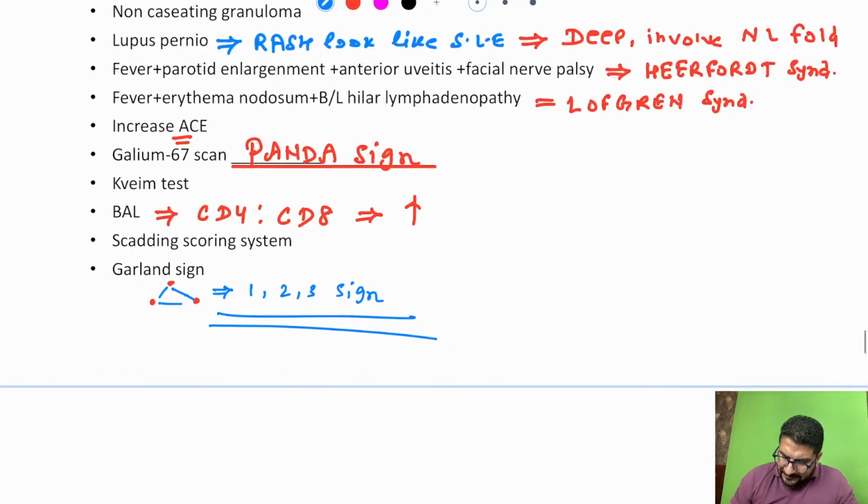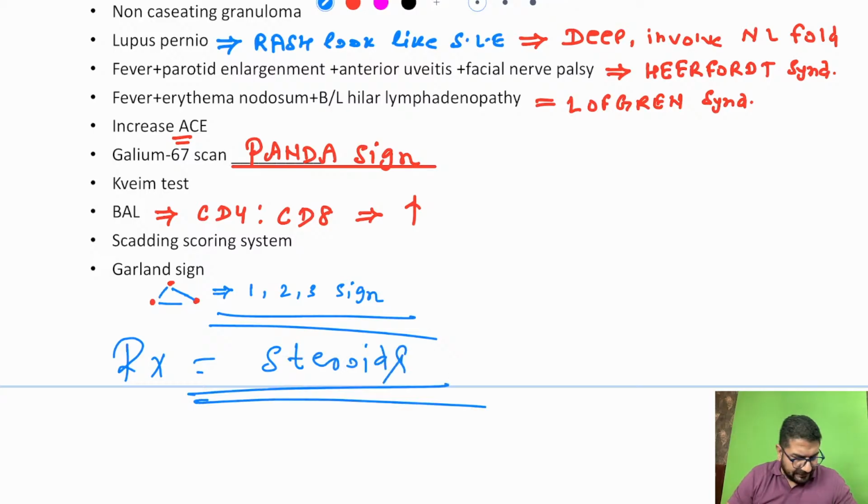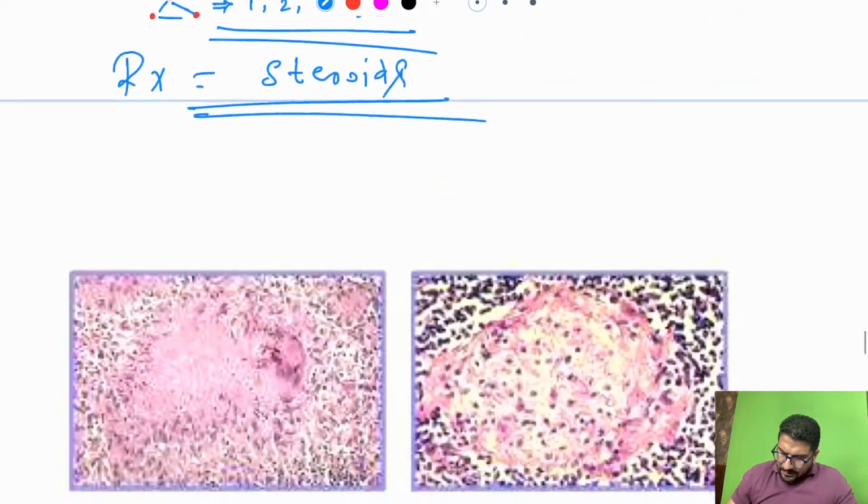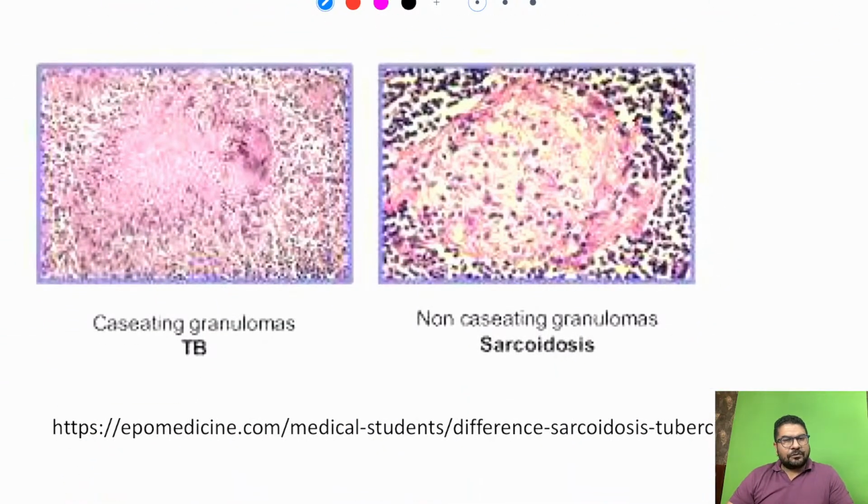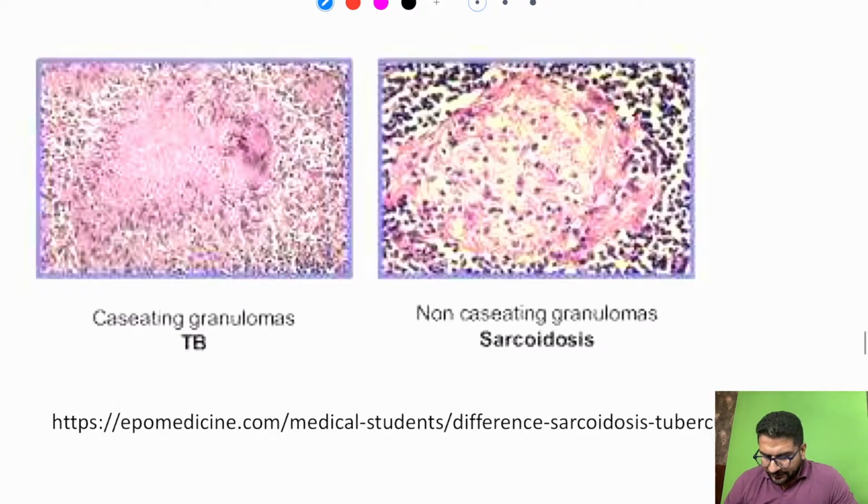Done. And in treatment, what do we give? In treatment we will give steroids. Okay, so here you can see caseating granuloma, then you can see non-caseating granulomas. These both granulomas you will see where? In a patient of sarcoidosis.